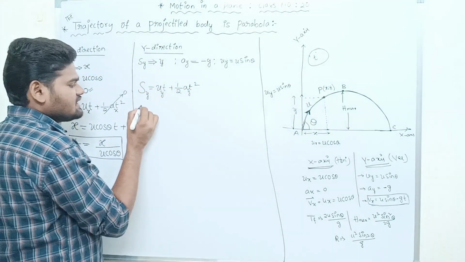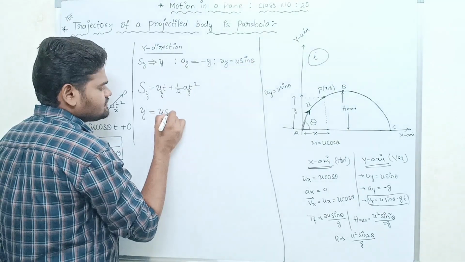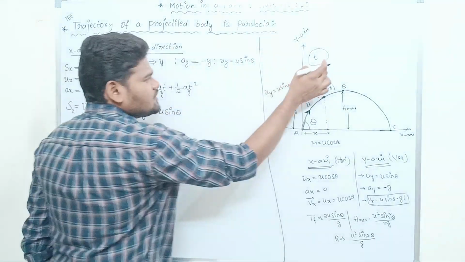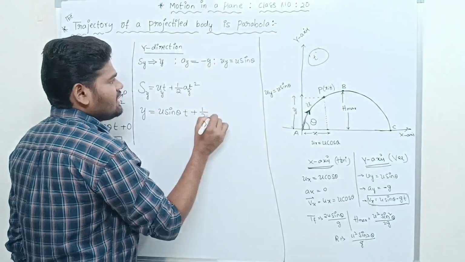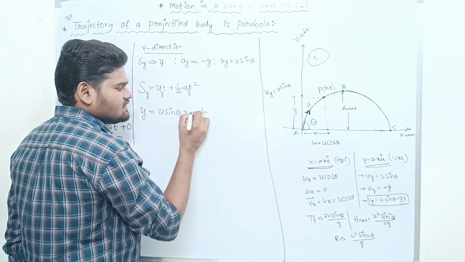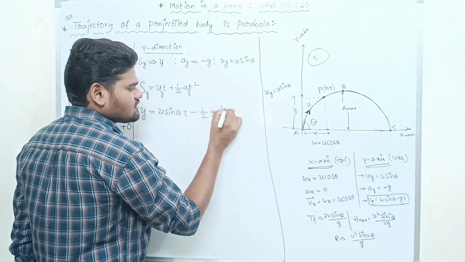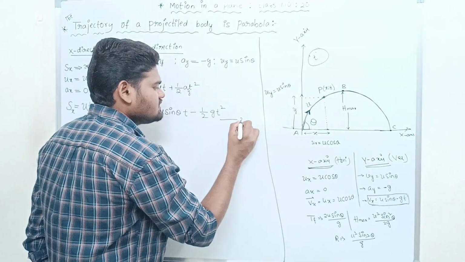So Sy is nothing but y, that is equal to u sin theta into t, plus half a_y t square. What is a_y? It is minus g. So y equals u sin theta t minus half g t square. Let us say this is equation number 1 and this is equation number 2.